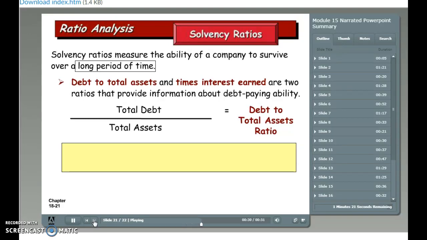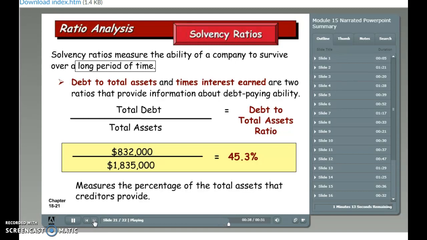Quality's debt to total assets is 45.3%. The debt to total assets ratio measures the percentage of total assets provided by creditors. The lower the ratio, the stronger, because a smaller ratio indicates a smaller debt percentage.